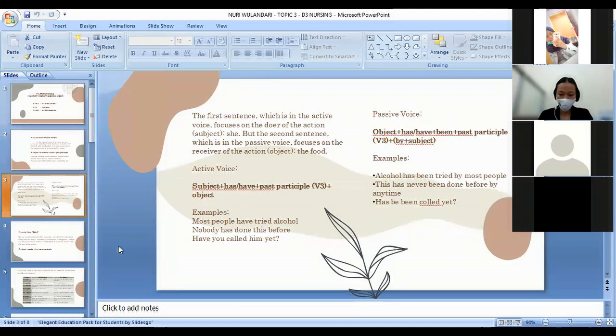Active voice: subject plus has or have plus past participle, verb 3, plus object. Example: Most people have tried alcohol. Nobody has done this before. Have you called him yet? Passive voice: object plus has or have plus been plus past participle, verb 3, plus by plus subject. Example: Alcohol has been tried by most people. This has never been done before by any team. Has he been called yet?